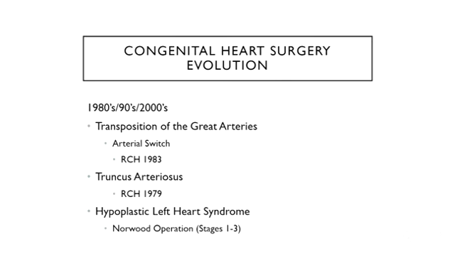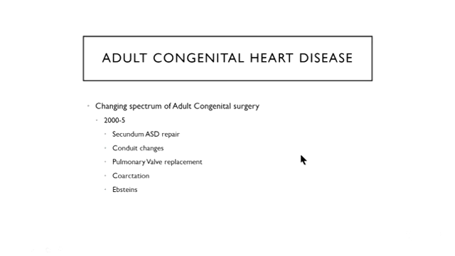So the Royal Children's surgeons in the 80s began to correct transposition with the arterial switch, which was first done in 1983, correcting truncus arteriosus, and then later hypoplastic left heart syndrome. And so these children who really struggled before, had the atrial level switches, were getting switched in the 80s. And so it's changed our spectrum of adult surgery.